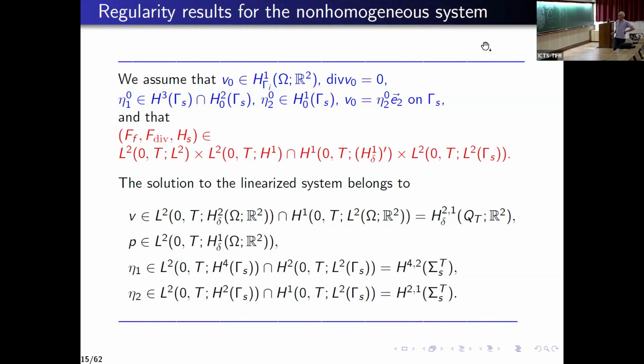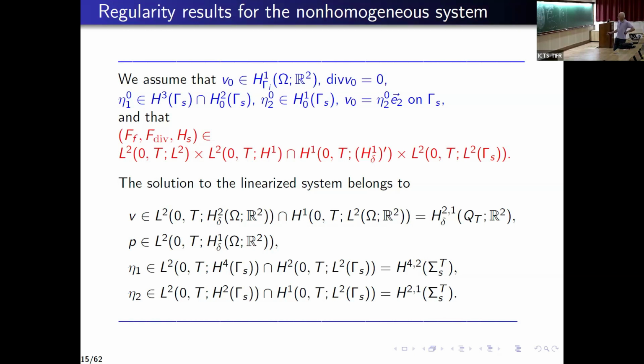Okay? So what is this one? It's more or less something classical. L2 in time, H2 in space, intersected with H1 in time, L2 in space. I denote it by this, but I have some weight, delta. I'm going to say what it is. The same for the pressure.